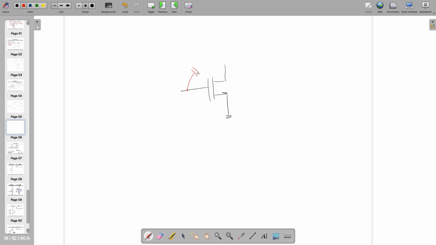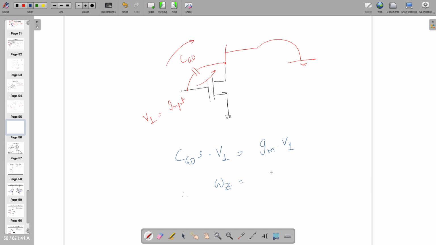There is a capacitor from here to here, and as per our technique, we are connecting this to 0, and we find the current from both sides. So I know that the current from here is gm times V1, and the current from this side is CGD S times V1. Therefore, replacing the Laplace operator with j omega z, where omega z denotes the zero frequency, it becomes gm by CGD in radian per second. To make it hertz, you can add 2 pi, right?